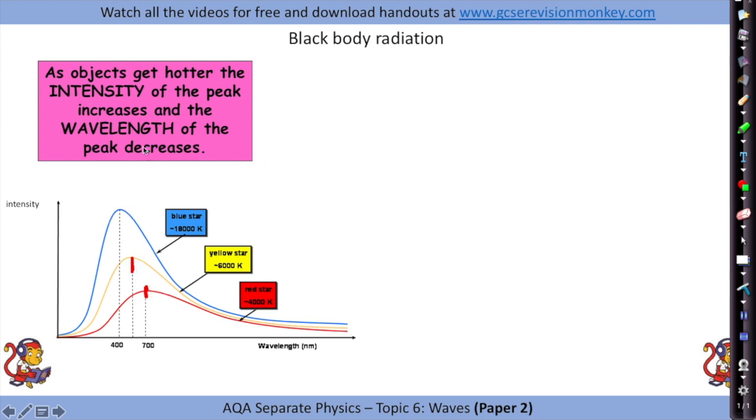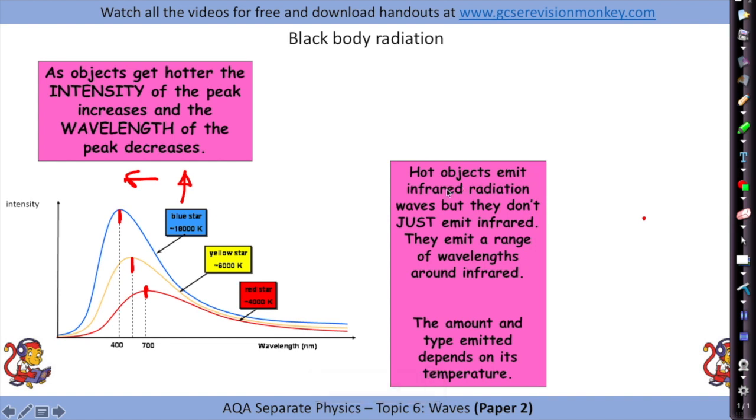Now, when we move into a blue star, this is a really hot star, and so our peak again has increased. Not only has it got higher, it has also moved to shorter wavelengths. So this has done two things. As our object gets hotter, the peak increases, as you might expect. But not only that, it goes to a shorter wavelength.